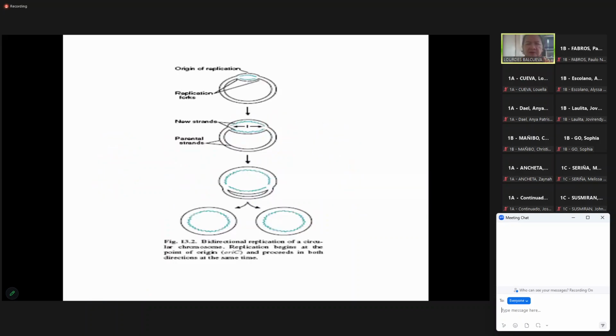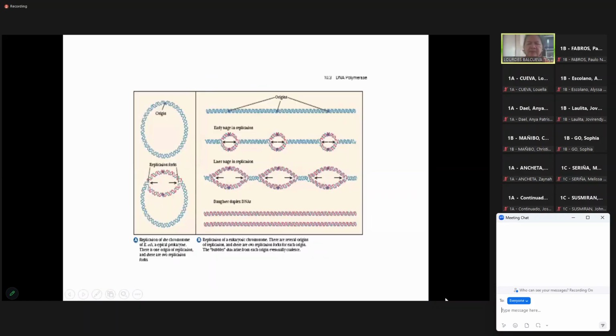Okay, so this is the origin of replication, and there is a consensus sequence there that is usually the point of the origin. Okay, so these are the replication forks going that way and that way. This is going south, this is going north, and at the end of which you have two DNA molecules. But this is in prokaryote, no? One-celled organism.